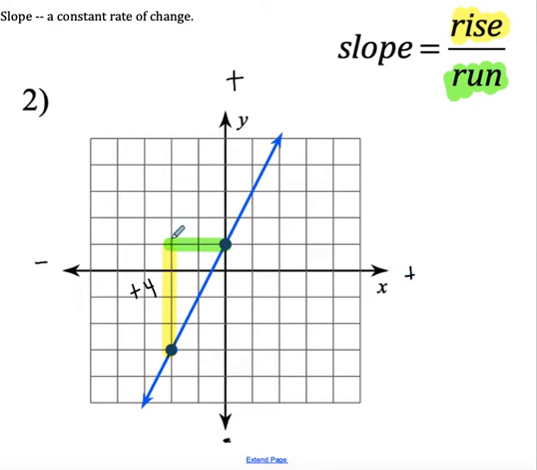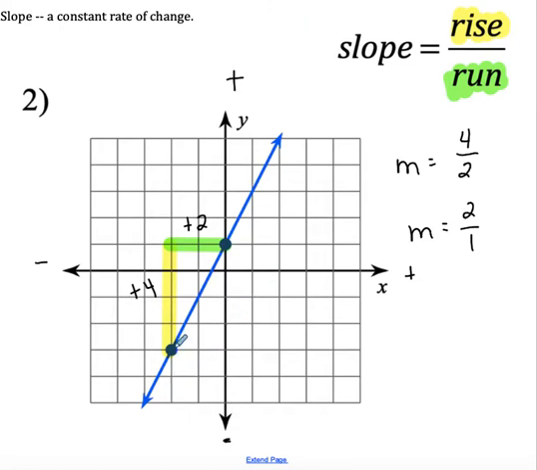So up 4, and then it's going to go over 1, 2, so over 2. So my slope is equal to 4 over 2. Well, hey, 4 over 2, I can simplify that ratio, so that slope is equal to 2 over 1. In fact, this is kind of neat.